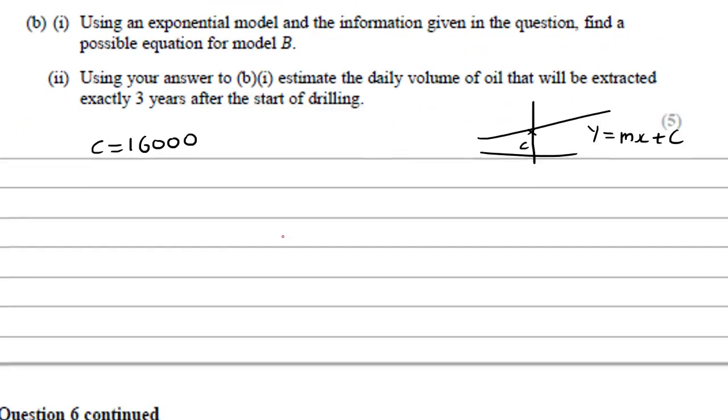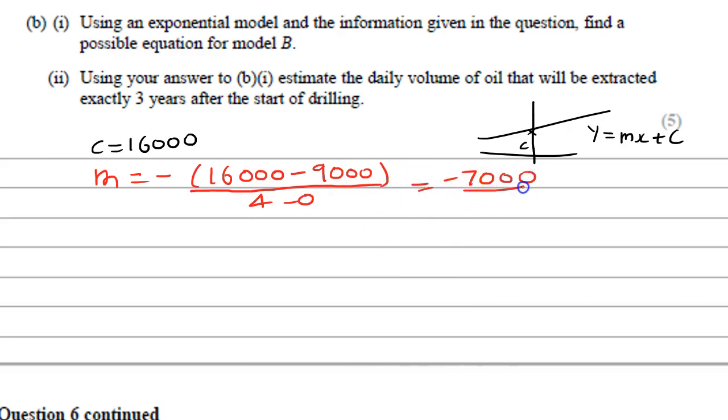So let's write down here, gradient m is minus, and it will be 16,000 take away 9,000, divided by 4 minus 0, rise over run. So it will be minus 7,000 divided by 4, and it is coming minus 1750, right? So m we got is minus 1750.